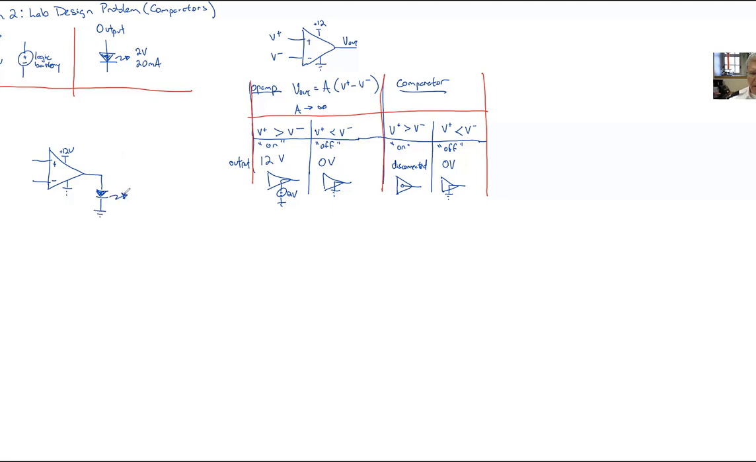But this won't work as a comparator, because if you're in the on state, and remember, these on and off states are talking about what the comparator is doing, not necessarily what the output is doing. When the comparator is in that nice on state, V plus is greater than V minus, then the output is going to be disconnected inside, and the LED will be off. But in the opposite case, when we're in the off case, the output will be grounded and the LED will also be off.